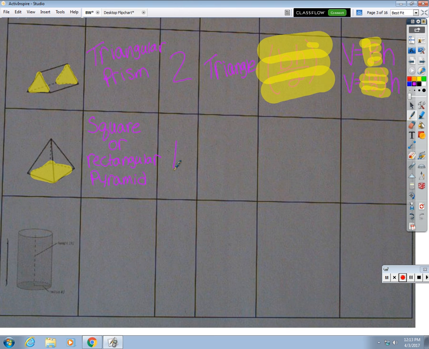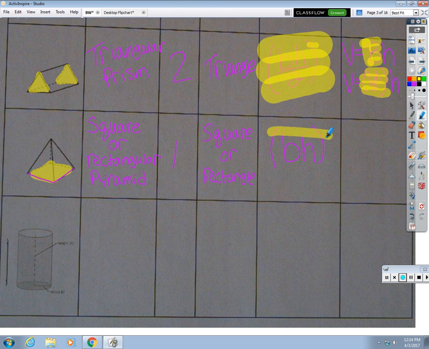One. And the shape, we're going to put square or rectangle. Square or rectangle. And how do we find the area of a square or a rectangle? We do base times height of that square or that rectangle. Okay, talking about this one right here. So we would do this times this. Okay, that would give us our big B. That gives you the area of the base.